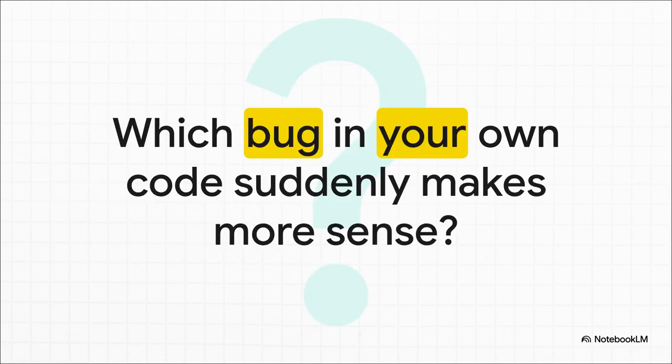So, I'll leave you with this question. Now that you get this whole labels-not-boxes thing, and the difference between objects that can change and objects that can't, think back. Which mysterious bug from your own past code suddenly makes a whole lot more sense?